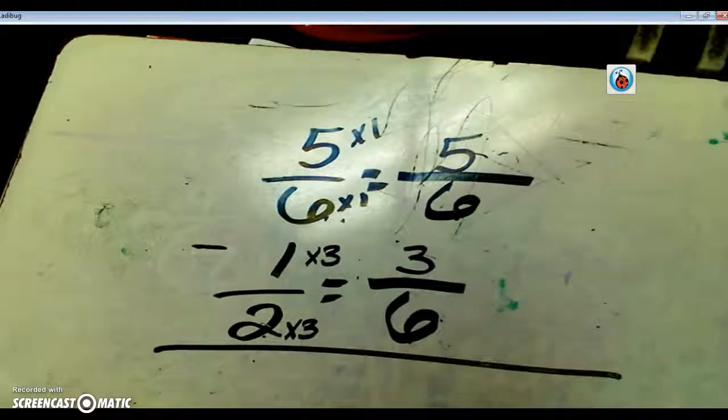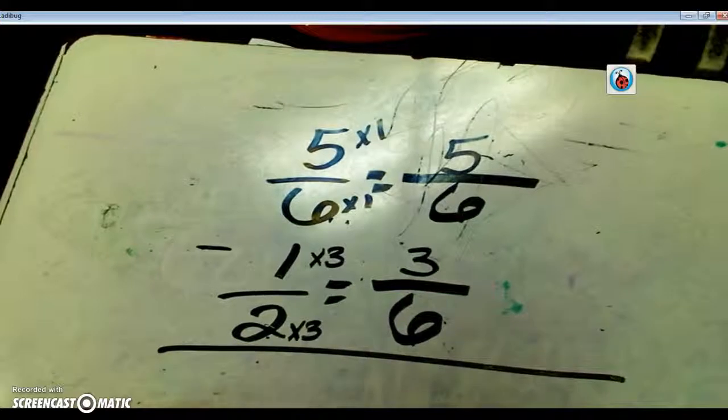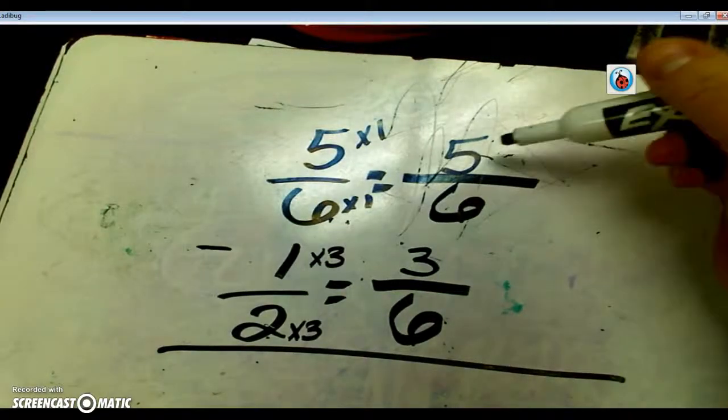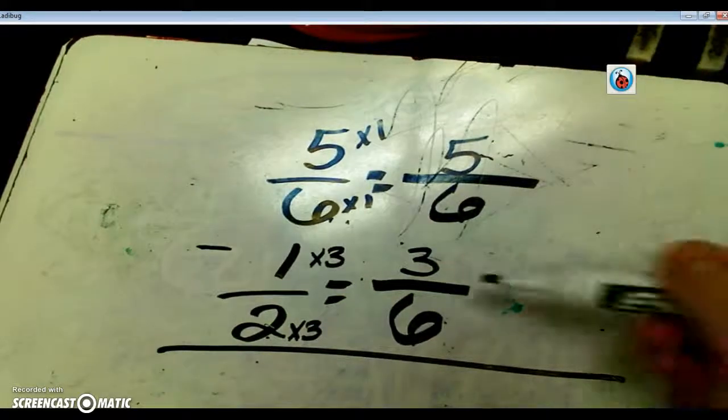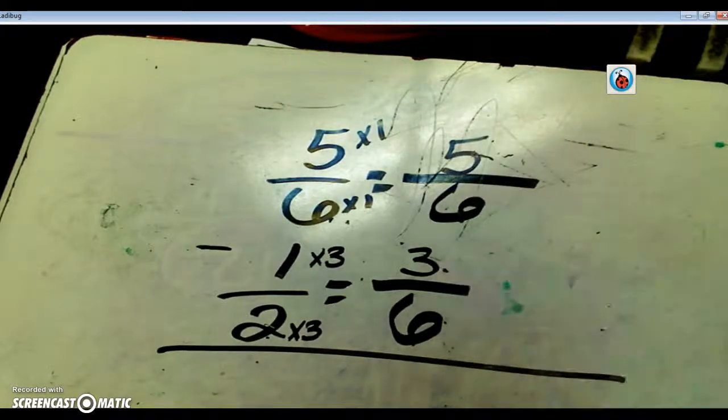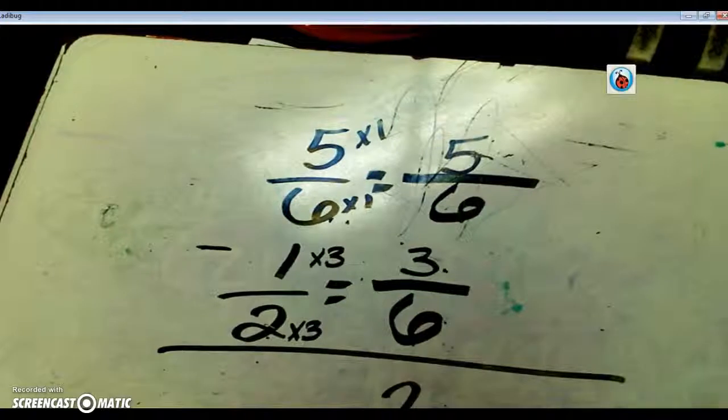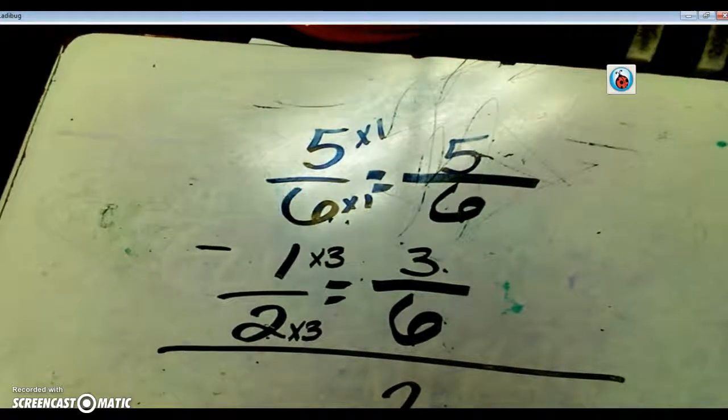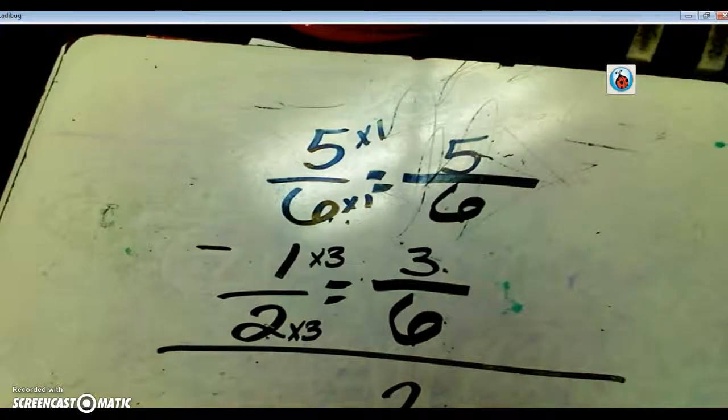Perfect. Good job. Okay? Now, just like when we added fractions, we can go about our day. I subtract my numerator, so 5 minus 3 is? And what's my denominator, Marcus? 6, because my denominator always stays the same, right?